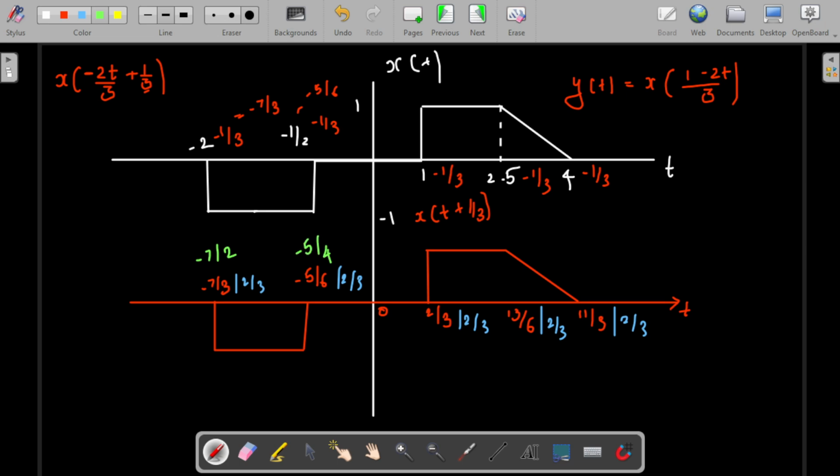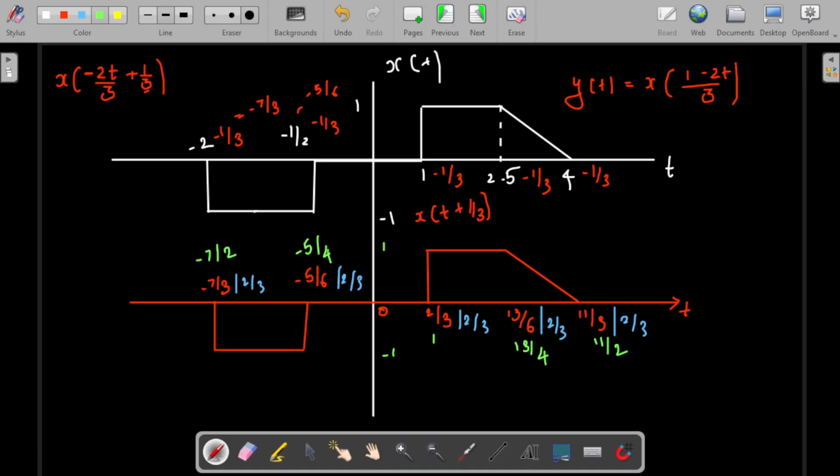Then this value is 1. Then this will be 13 by 4. Then this will be 11 by 2. Okay, so these will be the changed values. The green color marked values have now changed. The x-axis values change, but the y-axis values won't change. They will be as they are.